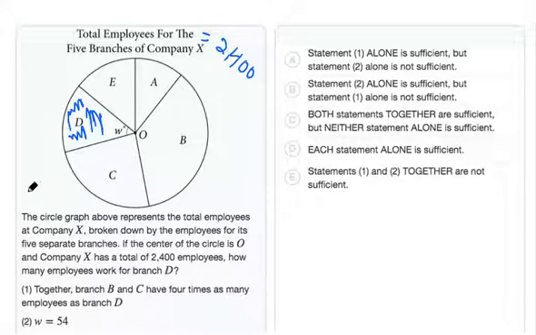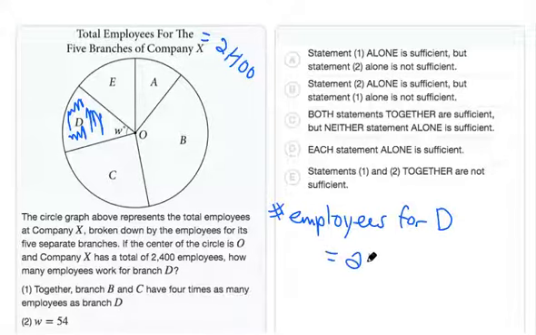So if we're looking for the number of employees for branch D, that's going to equal 2,400 times the percentage of that category. And that percentage is going to be W, the degrees for D, that sliver, divided by 360. And that would represent the percentage that our slice D represents. So in order to actually find this number, all we need to know is W. If we know W, we'll be able to find the number of employees for branch D.